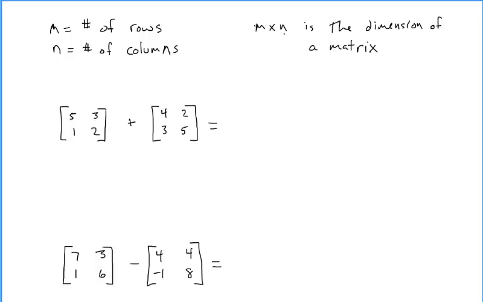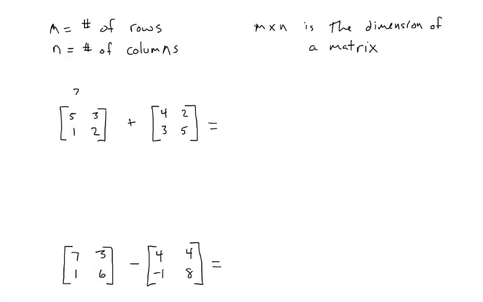So here in our first problem we have the matrix on the left and the matrix on the right, and both of them are 2 by 2. So we have 2 by 2 and 2 by 2. And whenever you're adding or subtracting matrices, you have to have the same dimensions. So since our dimensions are the same, we can add these. And what we're going to do is add the number that's in the same location in each.